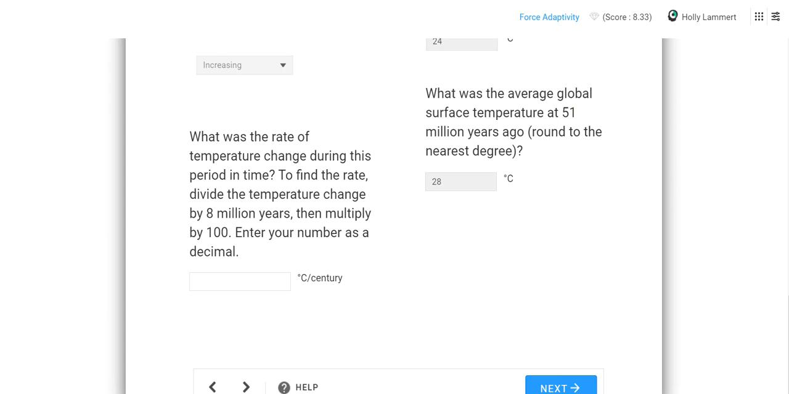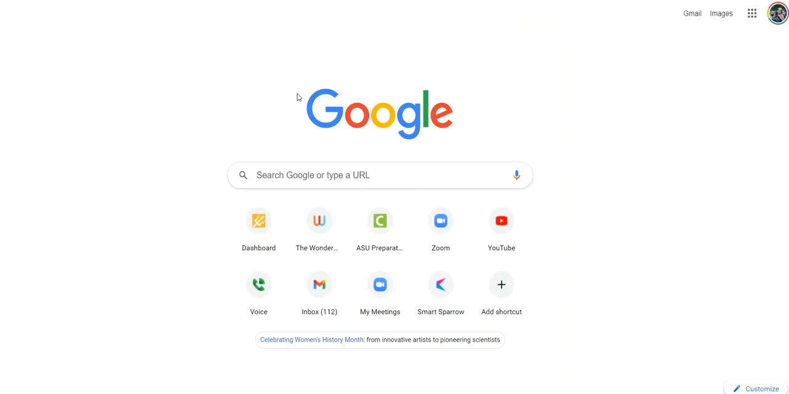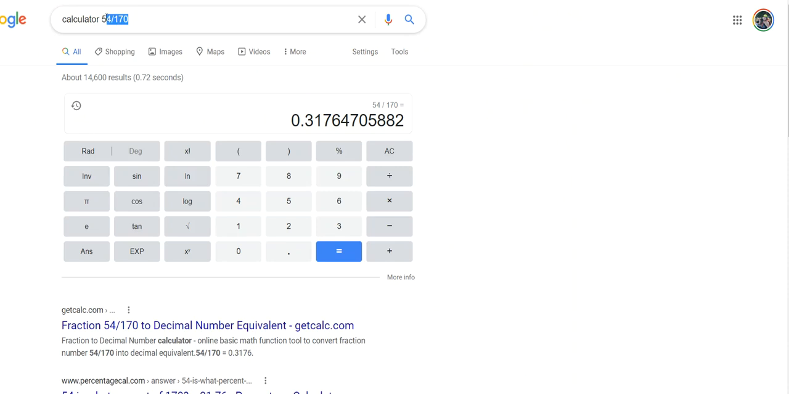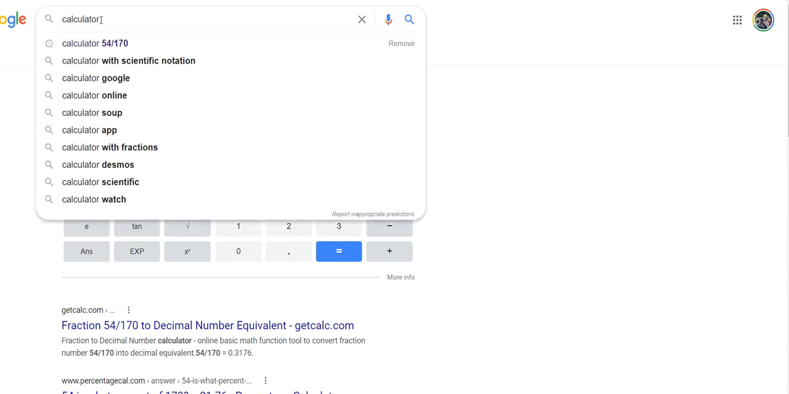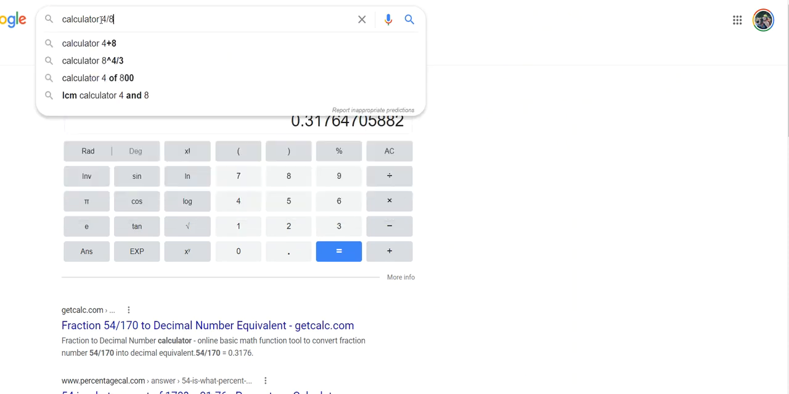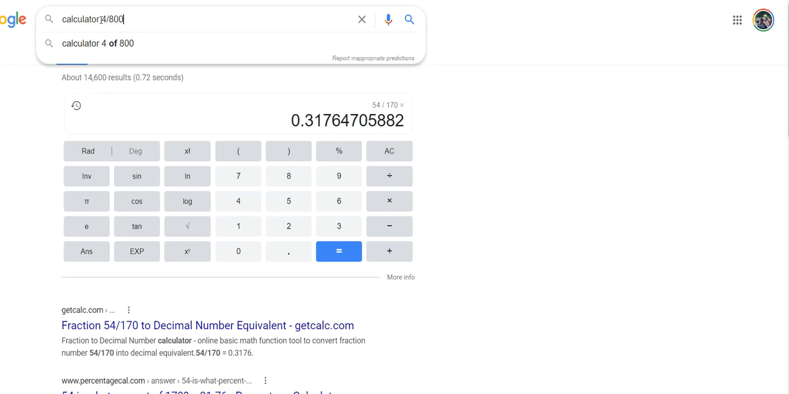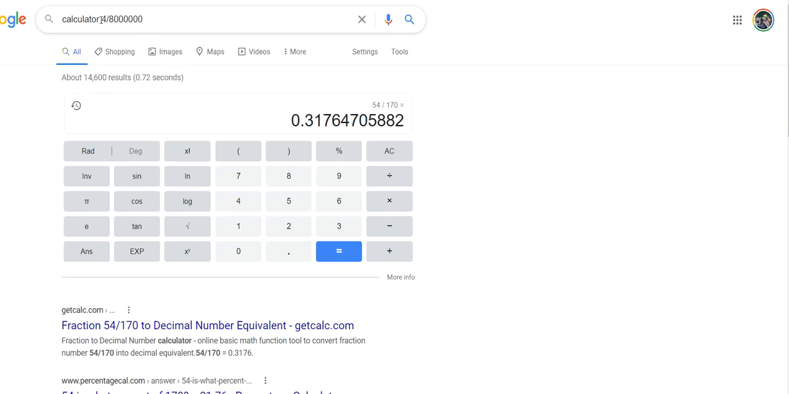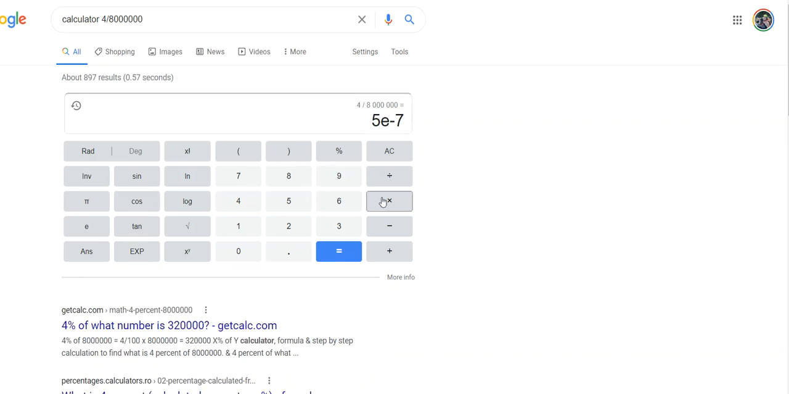So I'm going to go over, so the temperature change from 24 to 28 is 4 degrees. 4 divided by 8 million times 100. And you guys know you can just find the calculator. So I'm going to do 4 divided by 8 million. How do you get to a million? 1, 2, 3, 1, 2, 3. That's 1,000, million, 8 million. And then I'm going to multiply that by 100 to get a percentage.